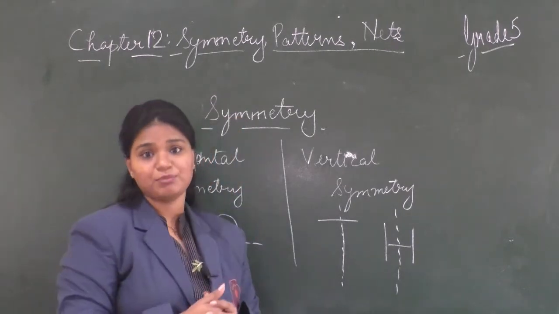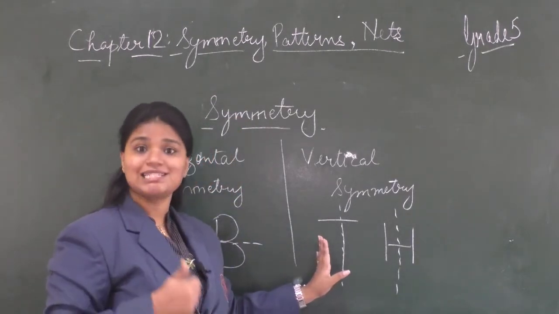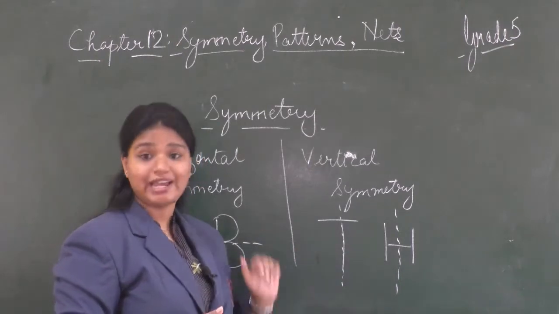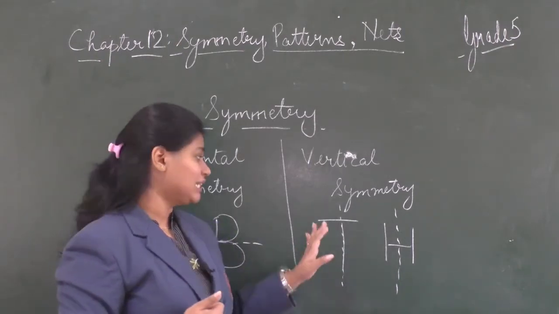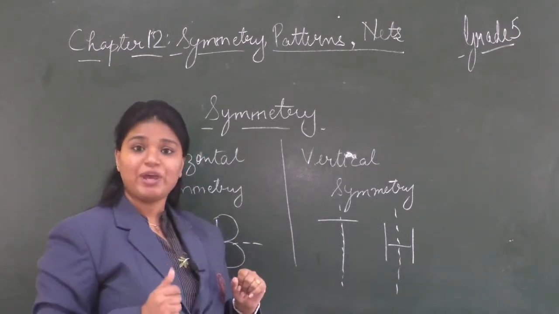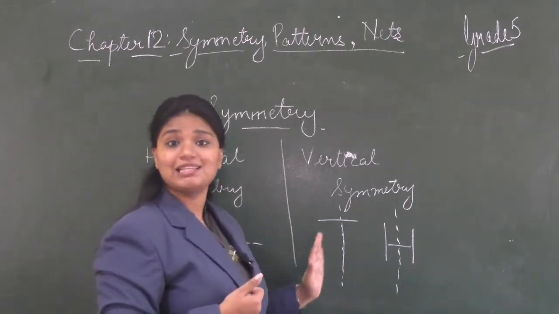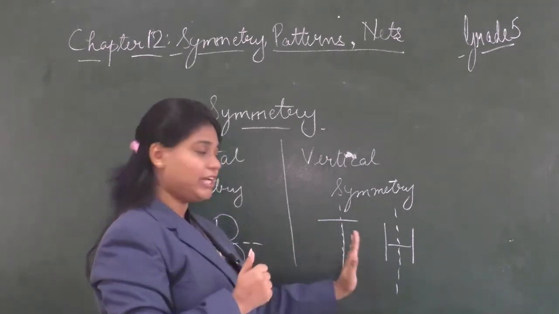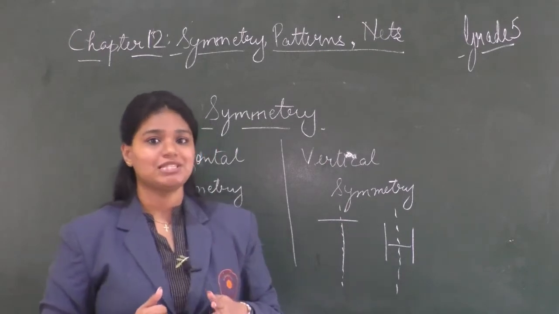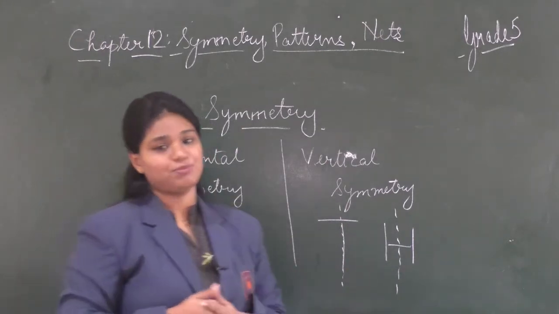Now, in vertical symmetry, the left part is exactly similar to the right part. So, here I have alphabet T and H. When I am placing the left part of T over the right part, it will exactly coincide. So, this is known as vertical symmetry.